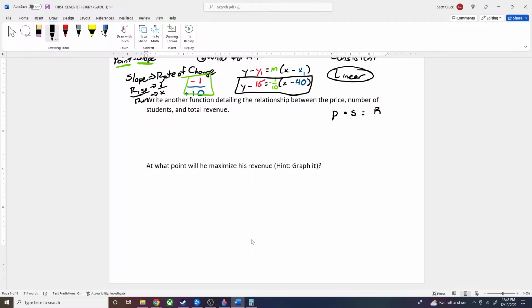Because right now what we've got is two lines, basically. We've got a line representing, oh, that's not what I wanted. That started drawing. That's not good. So marks up there. Okay, there we go. We have the price times the students equals revenue. And we have our nifty little function up there. Now, what I'm going to do is we're actually going to convert our function from point slope form into slope intercept form. Why? Well, you'll see in a moment.